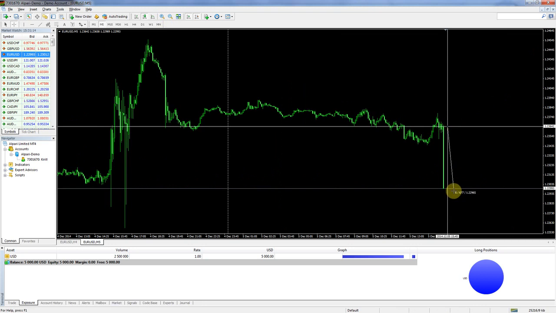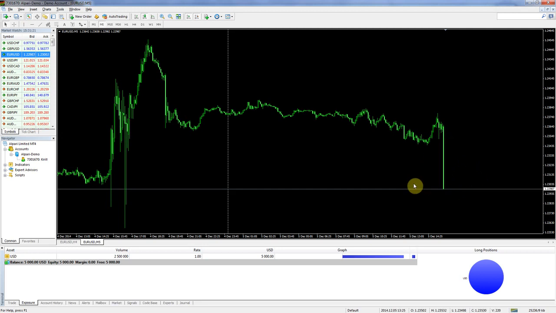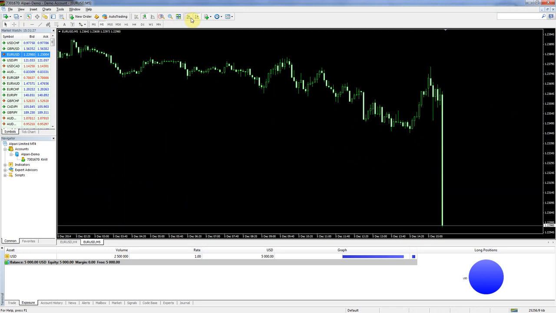How many pips do we have here? That's about 70 pips in less than 5 minutes. A 70 pip movement in less than 5 minutes, and this is happening right in front of your eyes. So we can zoom in a little bit more. This is a massive candle. As you can see, this is not something you see often.